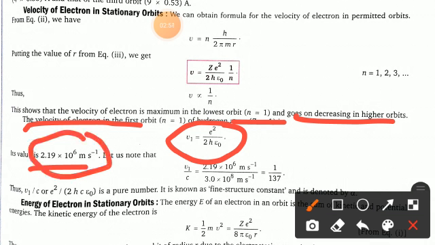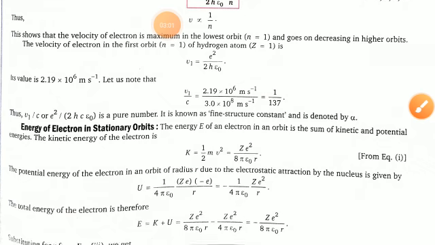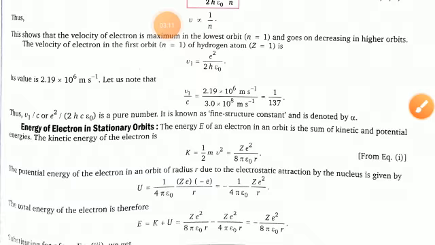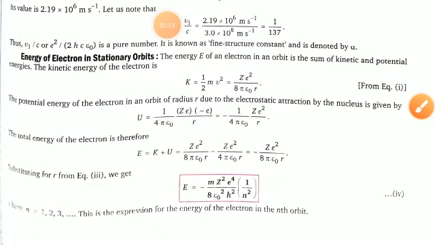Let us note that v1 by c is equal to 1 by 137. Thus you can see here v1 by c, or e square by 2hc epsilon naught, is a pure number. It is known as the fine structure constant and is denoted by alpha. I hope you understood. Now, energy of electron in a stationary orbit.